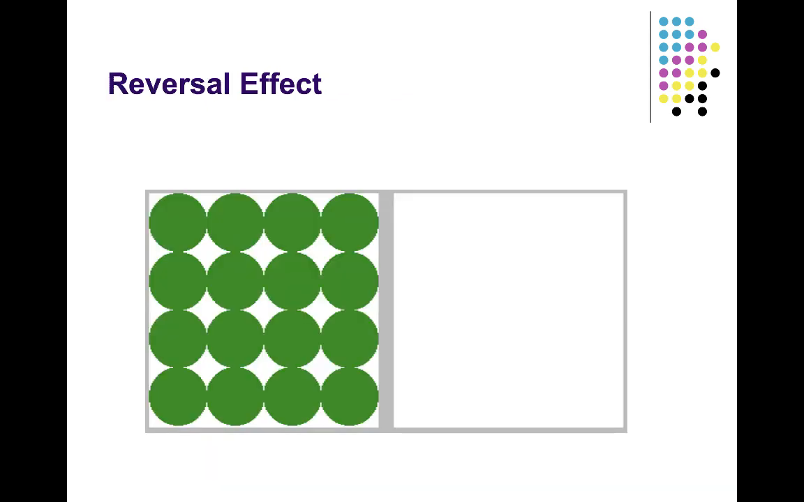Similarly, the brain will create color adjacency effects. This is called the reversal effect. And if you stare for a few seconds at the green dots and then look at the white square adjacent, the colors will reverse themselves. This is purely happening in your brain.